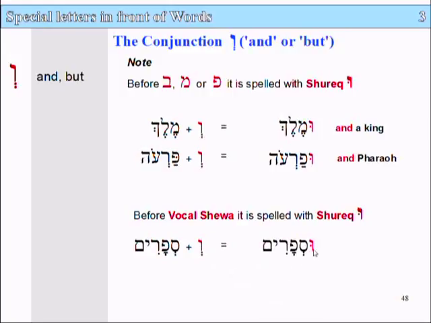And when we add the vav to it, it becomes usefarim, and books. So the vav becomes an oo sound when we put it in front of the noun. When it's in front of a bait, a mem, or a pay, it becomes an oo sound, a shurek. But it also becomes a shurek if it's in front of a letter that starts with a vocal shiva. So sefarim becomes usefarim. Books becomes and books.